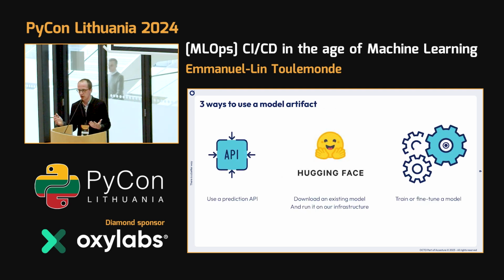How can you get a machine learning model? Well, the easy technique, I would say, is to use a prediction API. You might have done it playing with OpenAI, for example. You make some requests against the OpenAI API, and you get some predictions, and it's nice. You can download an existing model from Hugging Face and then run it on your infrastructure, or you can train it and fine-tune it.